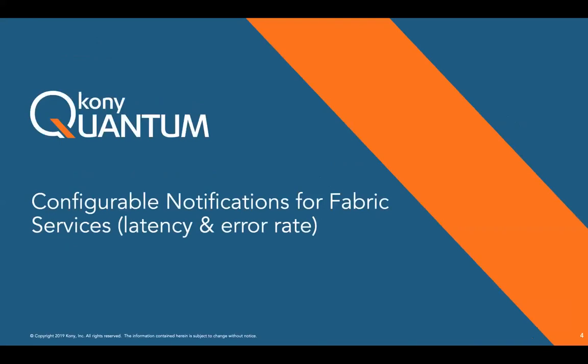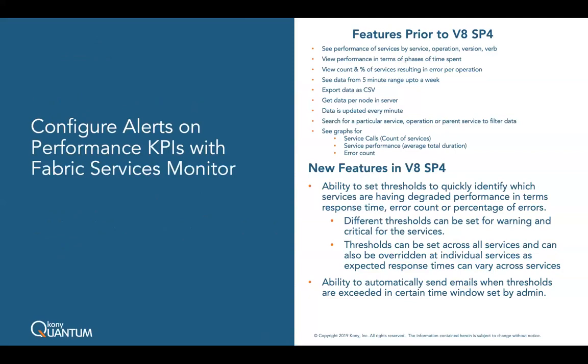The first feature that we'll look into is the ability to configure notifications for fabric services, specifically for latency and error rate. We had a feature built as part of V8 SP2 to monitor the services' performance as part of the runtime console of Kony Fabric Server. It lets you see the performance by service or operation, version, and verb, and see the performance in terms of phases of where time is spent, like in the preprocessor, the external call, the post processor, and parsing the data. Those details were already present as part of the V8 SP2 and SP3 releases.